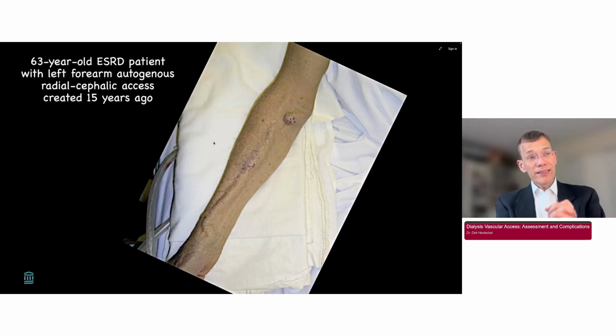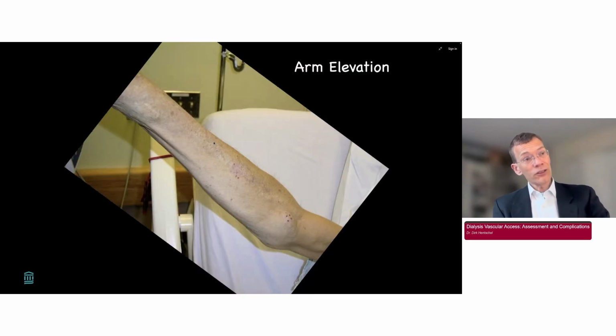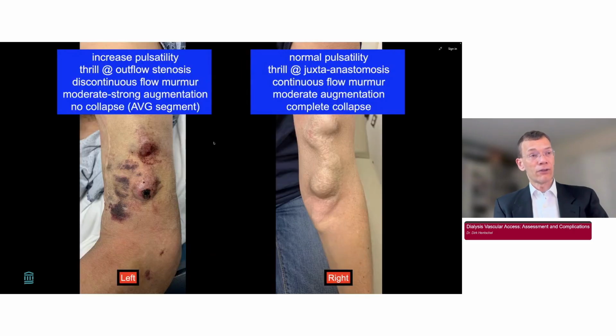This is an example now of inflow-outflow balance. Again, an access that's been used for many, many years, 15 years, without really focal aneurysm development. And that's in part because when you leave the arm down, you see this distension. When the arm is lifted up, you can see it collapse completely. So there's very good inflow-outflow balance with minimal extra force that leads to external remodeling.